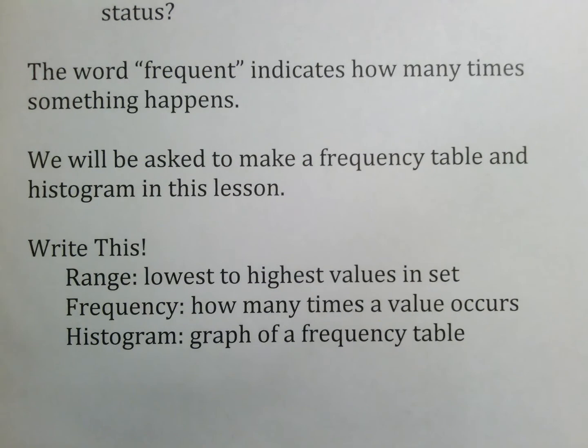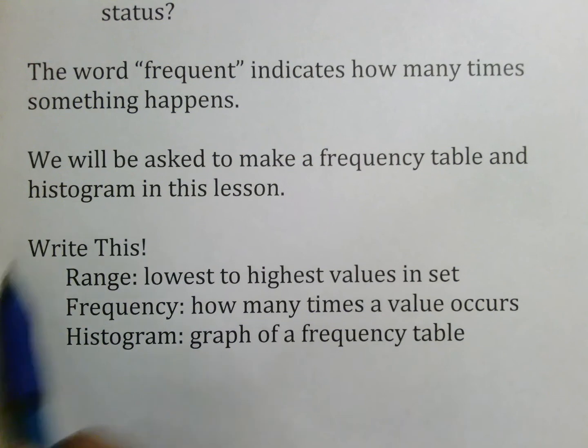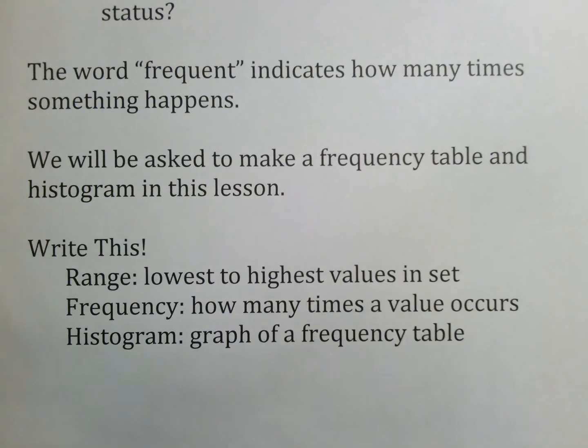And so what we're going to be asked to do is make a frequency table and a histogram in this lesson. And so there's some words that we have to know, so please write these words down so you know what they are, because again, this is the vocabulary that you're going to have to understand. When I say range, you have to understand that the range is looking at the lowest and highest values in a set. When I say frequency, you have to understand we're talking about how many times something occurs, and you also have to understand that a histogram is just the graph of a frequency table. So when you see histogram, it's just pretty much what the graph would look like of the frequency table itself.